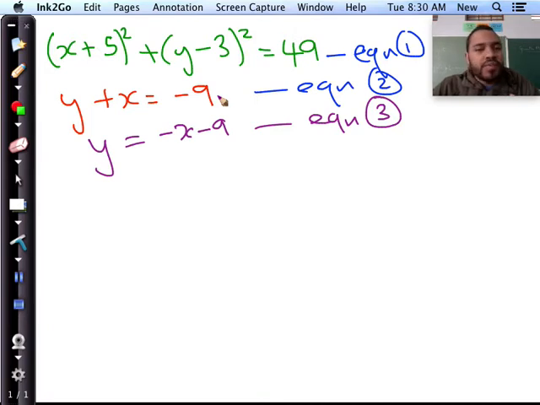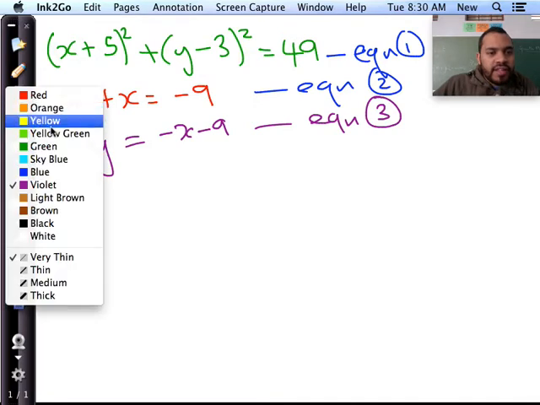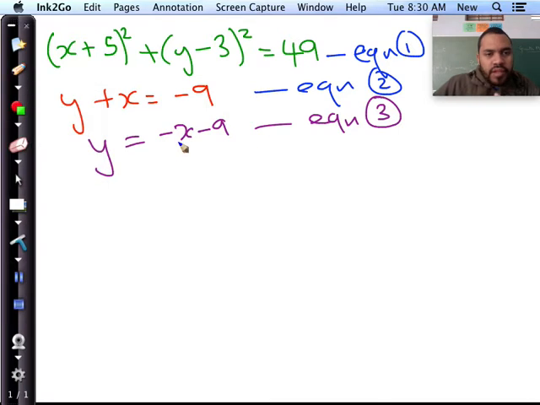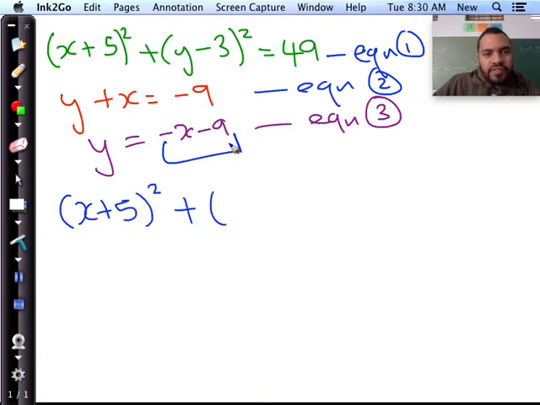That means we should substitute equation number 3 into equation number 1. Wherever we see y, we're going to put in this thing over here. So I'm going to be left with x plus 5 all squared plus, instead of y, we're going to put in minus x minus 9 and then minus 3, because that's the substitution part that went in here. All squared is equal to 49.